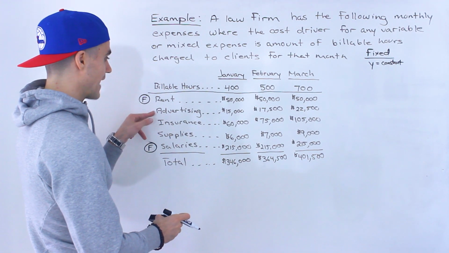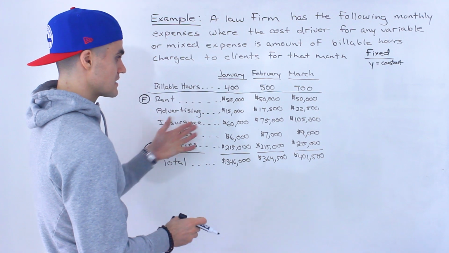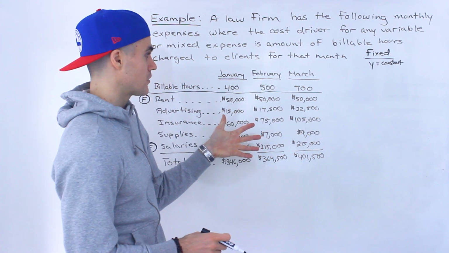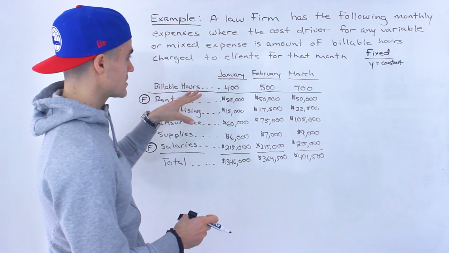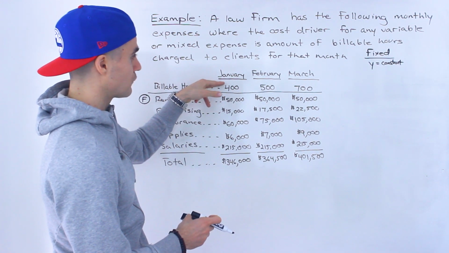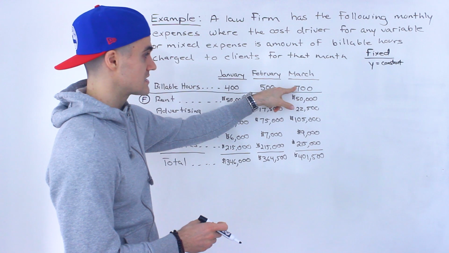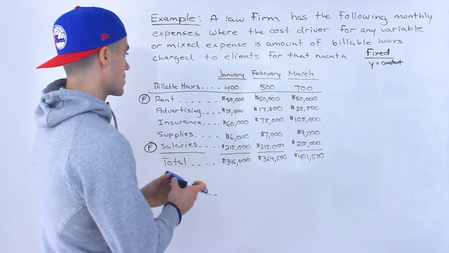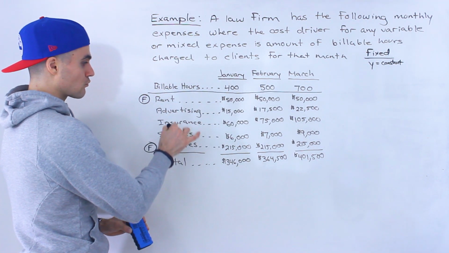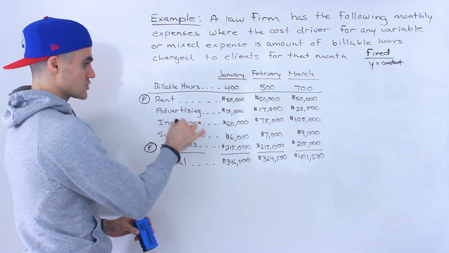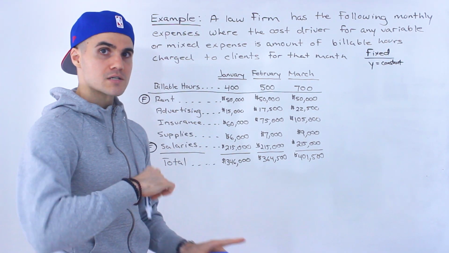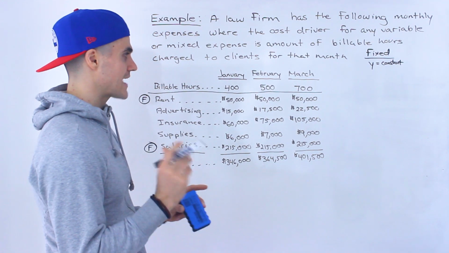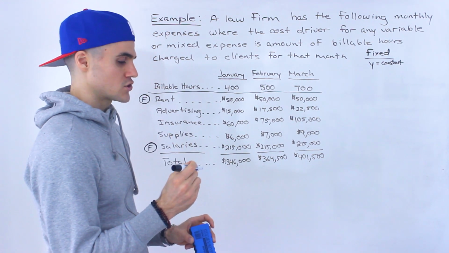And then notice the advertising, insurance, and supplies are changing every month because that cost driver is changing. The cost driver in this case is the billable hours. Notice it's 400, 500, and then 700. So these 3 remaining expenses, advertising, insurance, supplies, are either going to be a variable cost or a mixed cost. The question is, how do we figure out which one is which?